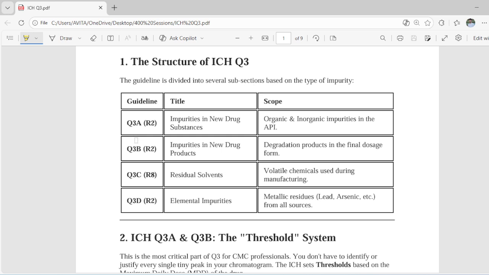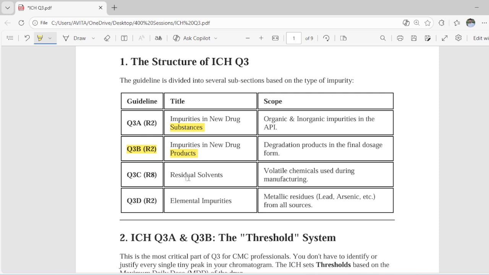For example, Q3A is related to the impurities in new drug substance, and its scope applies to the organic and inorganic impurities in API. Next one we have ICH Q3B, and it's also about impurities, which are in the new drug product. Here we had new drug substance, and in Q3B we have new drug products. And scope applies to the degradation products in a final dosage form.